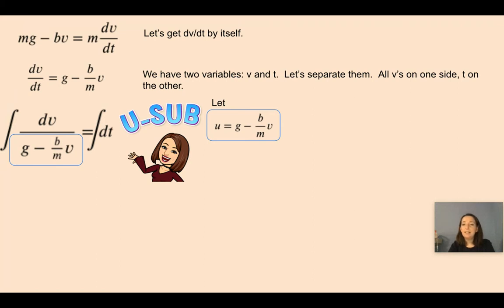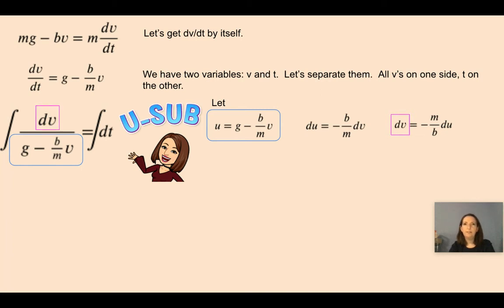The next step when you're doing u-sub is you need to ask, what's du? The g is a constant, so du is just negative b over m times dv. So we define u, we find du, but then we look back at our equation. Do we have du? No, we have dv. So I want dv in terms of du. Du is negative b over m dv, so solving for dv, dv is negative m over b du. That dv is going to go in there.